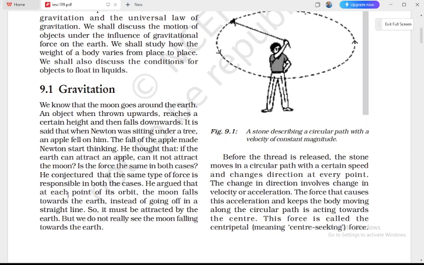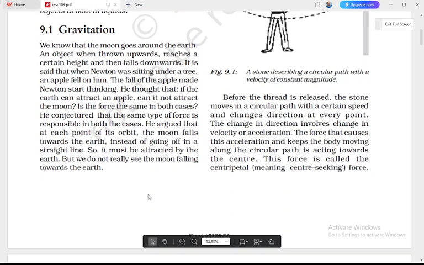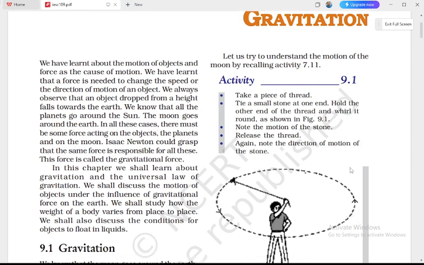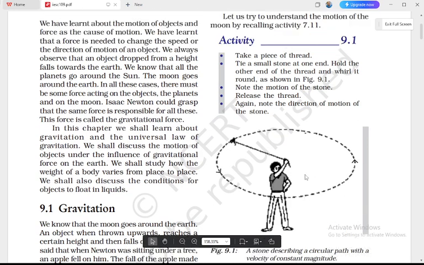He argued that at each point of its orbit, the moon falls toward the earth instead of going off in a straight line. So it must be attracted by the earth, but we do not really see the moon falling towards the earth. Let us try to understand the motion of the moon by recalling activity 7.1. Here you see there is an activity.